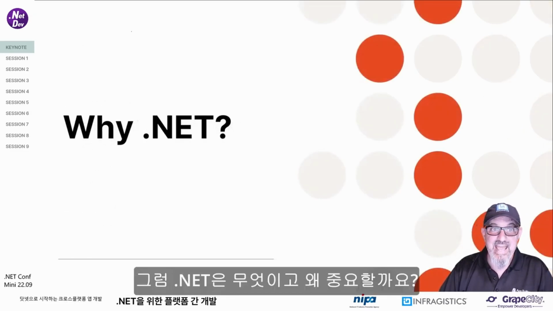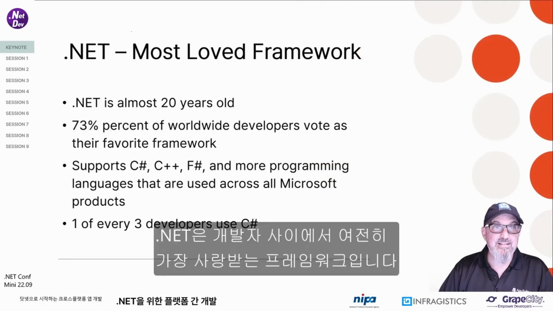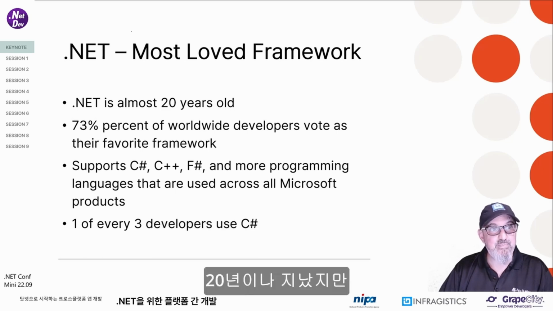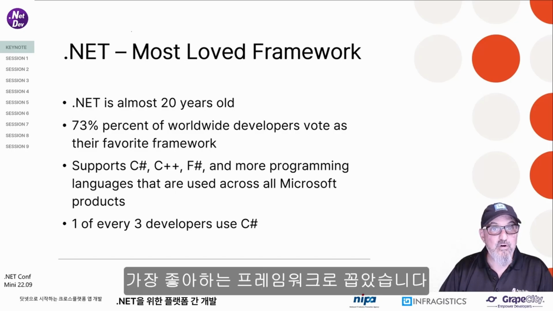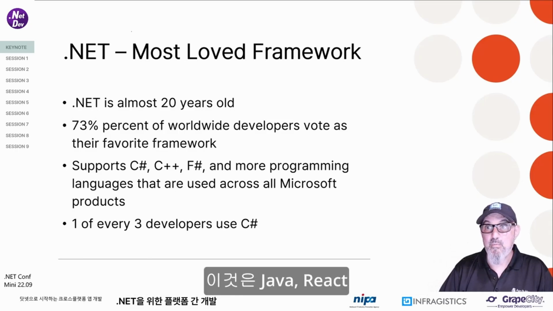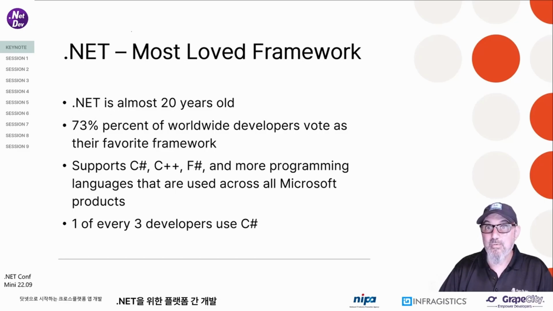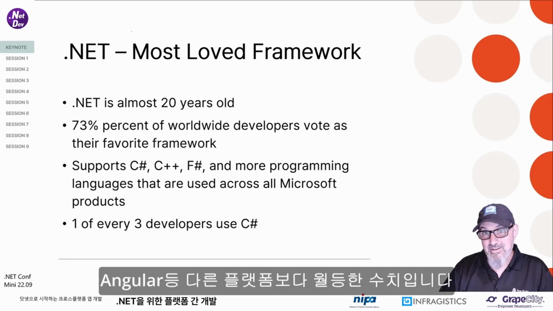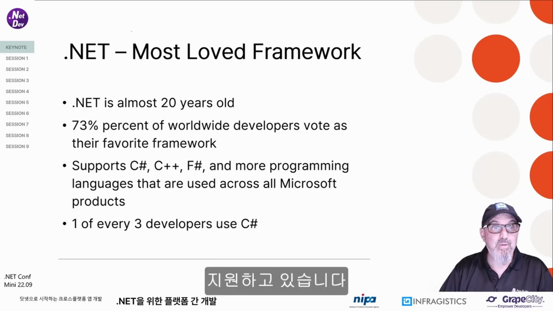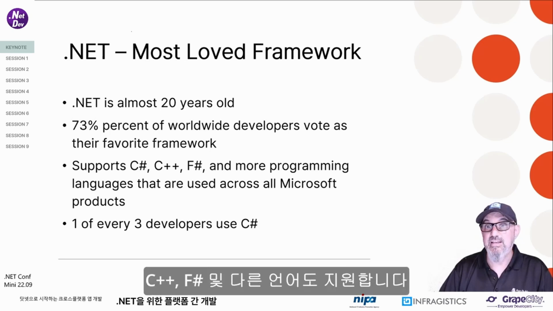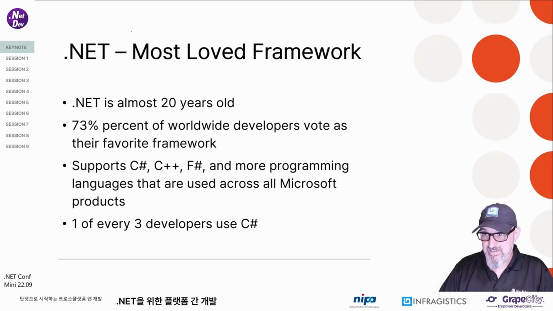So why .NET, and why does it matter? .NET continues to be the most loved framework by developers, even at being 20 years old. 73% of developers globally in a recent survey voted .NET as their favorite framework. This means it beat out frameworks like Java, React, Angular, and others. .NET supports the programming languages that you care about most, languages like C++, F#, and others.